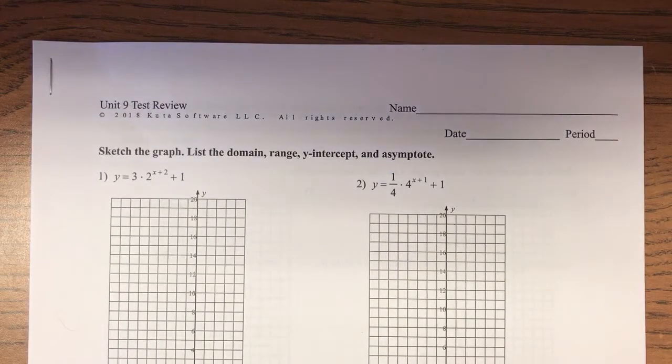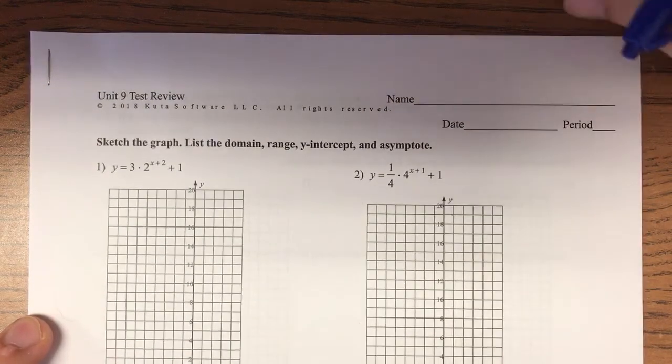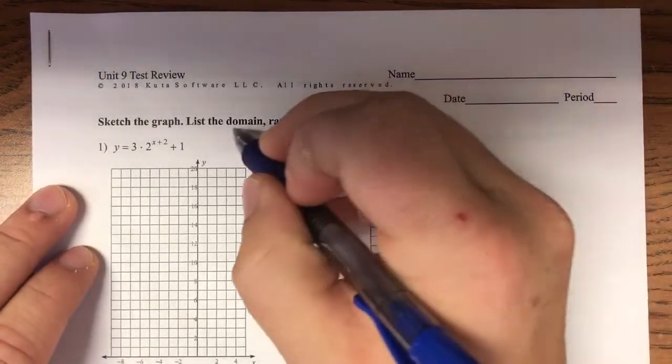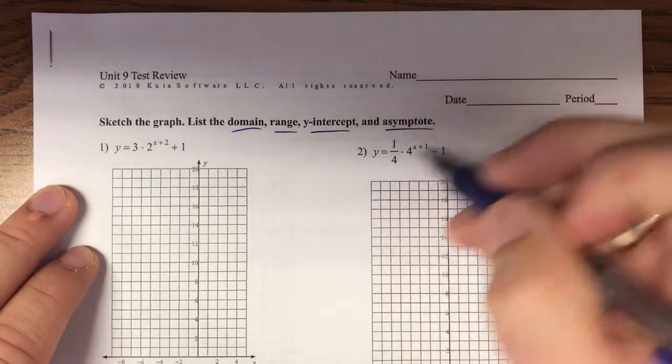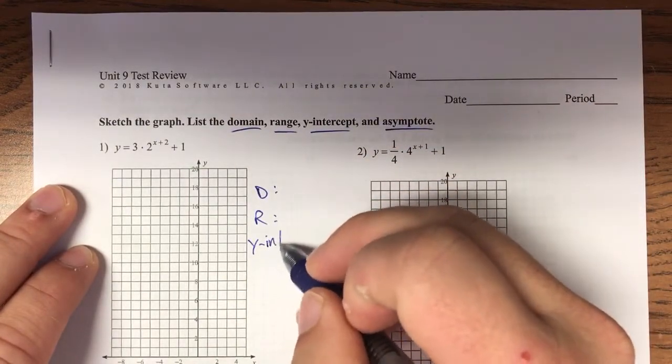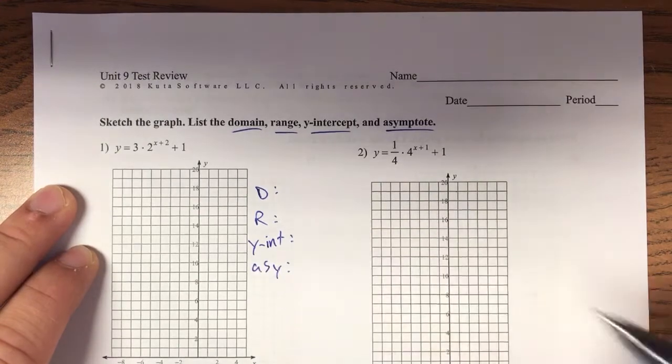It's time to review for our Unit 9 test. The first ones are going to be graphing, which you can always use a calculator for, but we're also going to list the domain, range, y-intercept, and the asymptote.